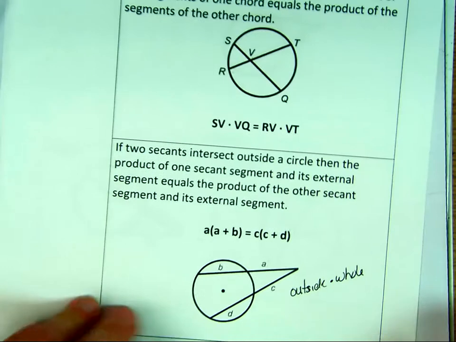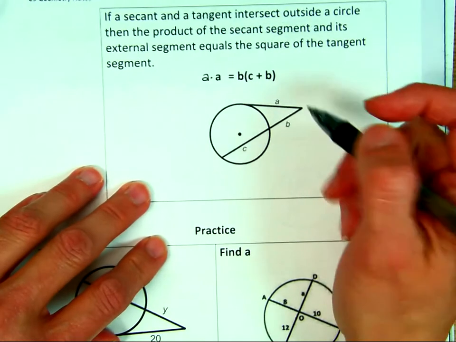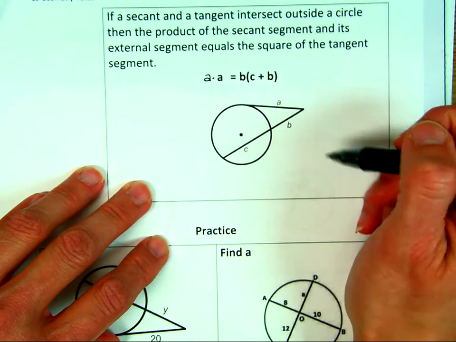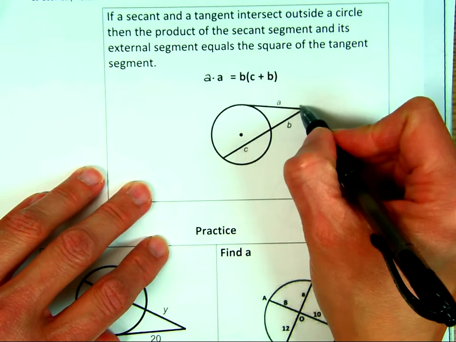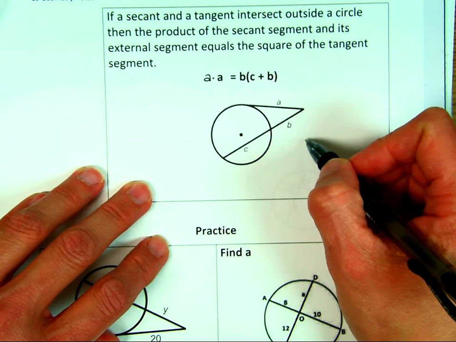Okay. Now, when you have a tangent and a secant, the formula is really the same. It's just that the whole thing and the outside of this one are the same. So it's the whole thing times the outside part equals the whole thing times the outside part. Okay? So here we go.